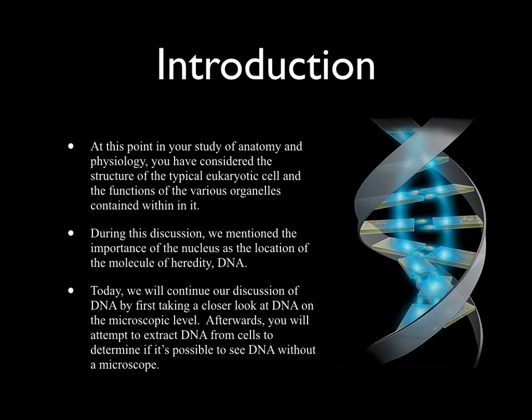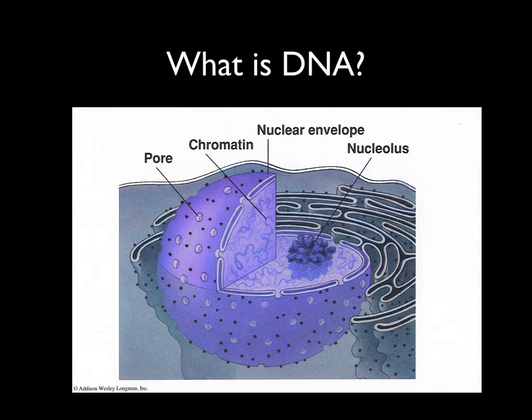Before looking in more detail at the structure of DNA, let's quickly recap what you learned last week about the nucleus. Remember that the nucleus is the largest organelle in the cell, and the contents of the nucleus are separated from the rest of the cell by a double-layered membrane called the nuclear envelope. Remember we said that the double-layered membrane is important because it separates DNA from the rest of the cell, ensuring that it doesn't get damaged.